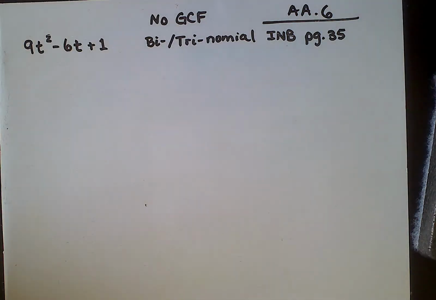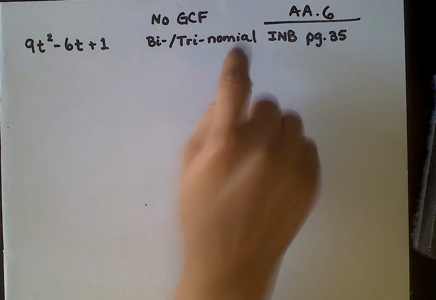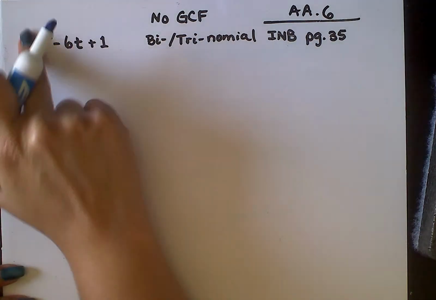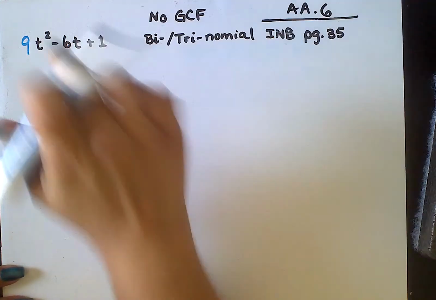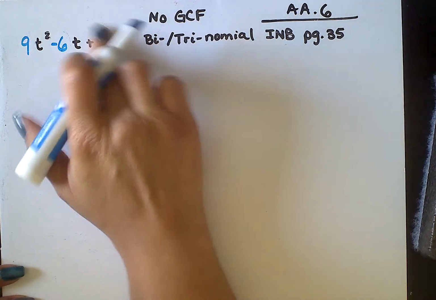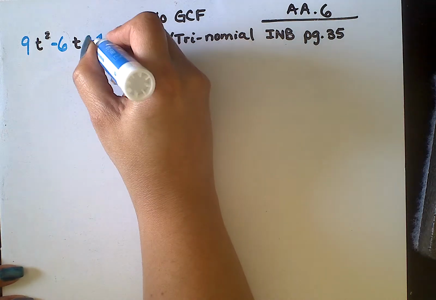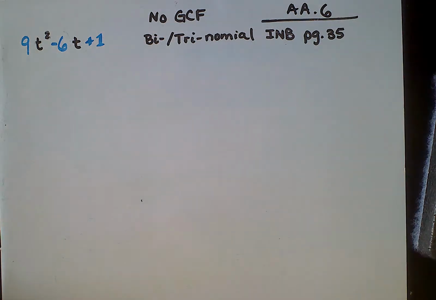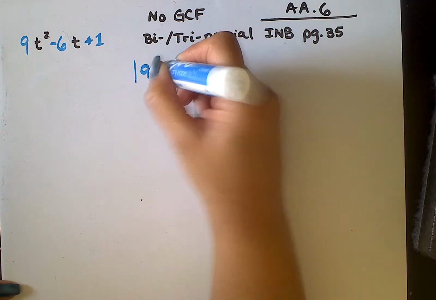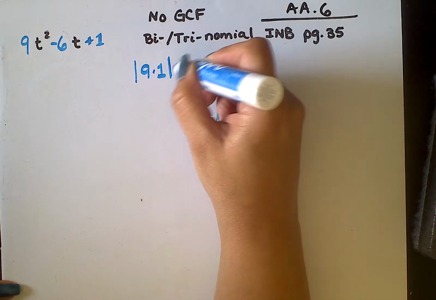I'm going to move these notes over, though, because I really don't need that right now. So we're going to do factor by grouping. I already checked for a GCF. Now I'm going to identify my A, B, and C. My A, we already discussed, was 9. My B is -6, and my C is +1. So we're going to take my A and my C and multiply them, and that would be 9 times 1, which is simply equal to 9.